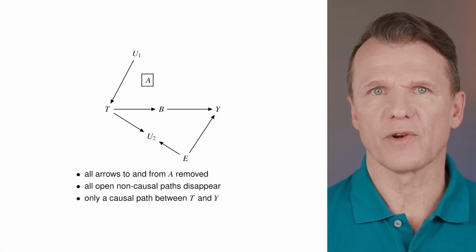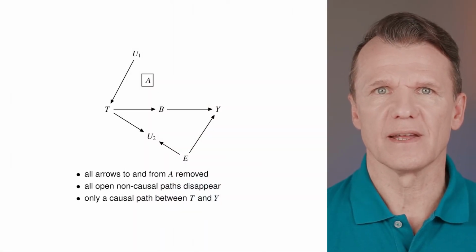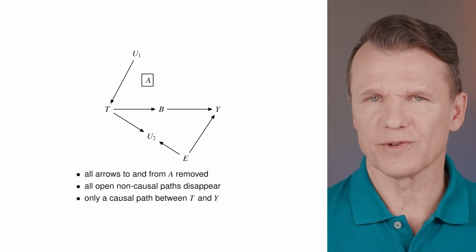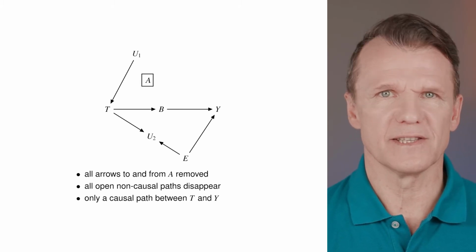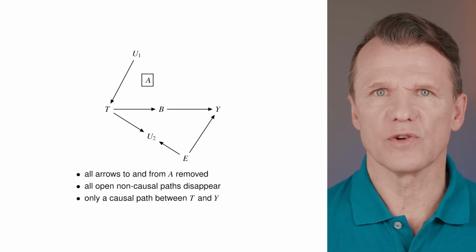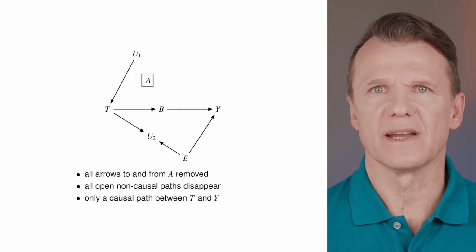Let's imagine how conditioning on a node would look graphically. There would be no arrows pointing to or from the node, and the following graph shows conditioning on A. We removed all its arrows. As a result, all non-causal paths disappear. That leaves only causal paths between T and Y.